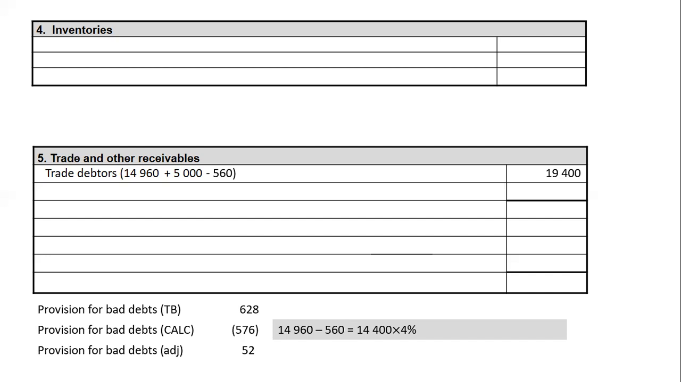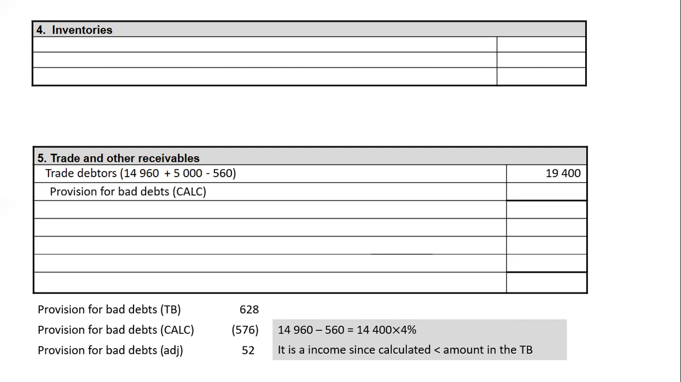Now, a reduction of your expense will be income. That is why our provision for bad debts adjustment will be 52, and we're going to record it as income in the income statement. And that is because the amount that we calculated as provision is less than what is given in the trial balance. Note that the one that you calculated is considered to be the accurate one, and that will be the one that you actually record in your books.